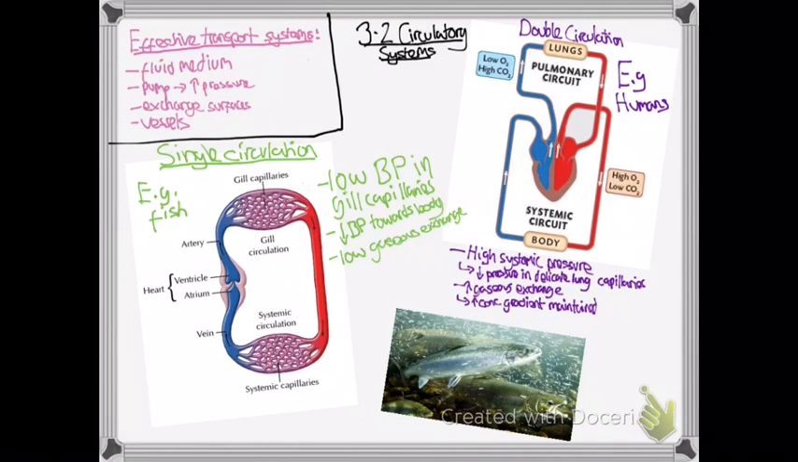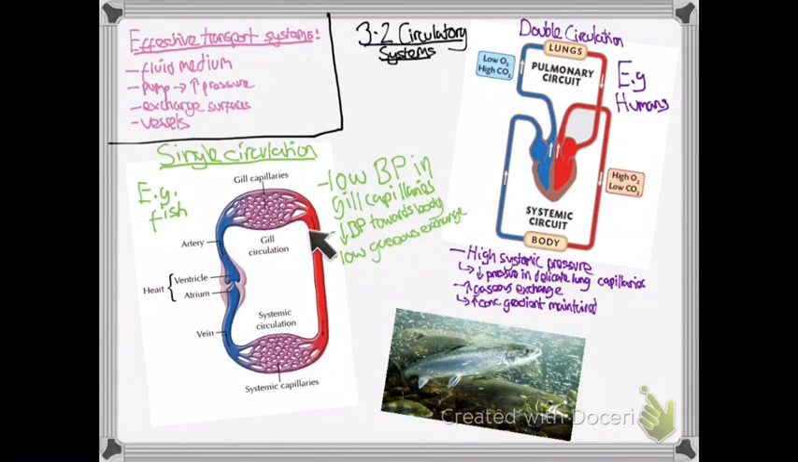Okay, in single circulatory systems you get a low blood pressure in the gill capillary. So we're using a fish as our example here. We get a low blood pressure here, and what we know about that, low pressure means that we have a decreased rate of diffusion. So it is harder for fish to move solutes out of their blood into their cells. Okay, I'll move that arrow around because I can now.